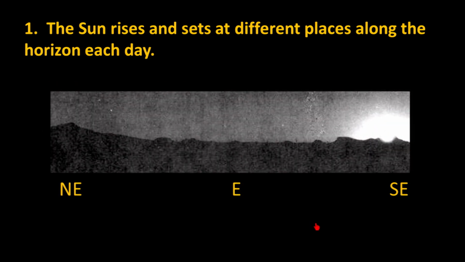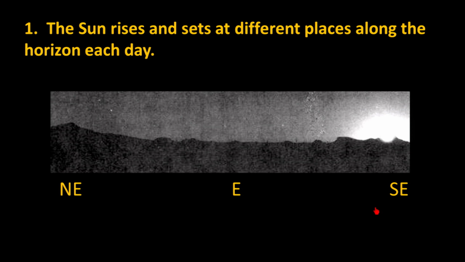What I want you to notice is that in this first frame, the sun is rising quite a bit south of east, and this is as far south of east as the sun will get when it rises for the entire year. This occurs on the calendar on or about December 21st. Sometimes it's the 22nd, sometimes it's the 21st, so that's why we say on or about the 21st.